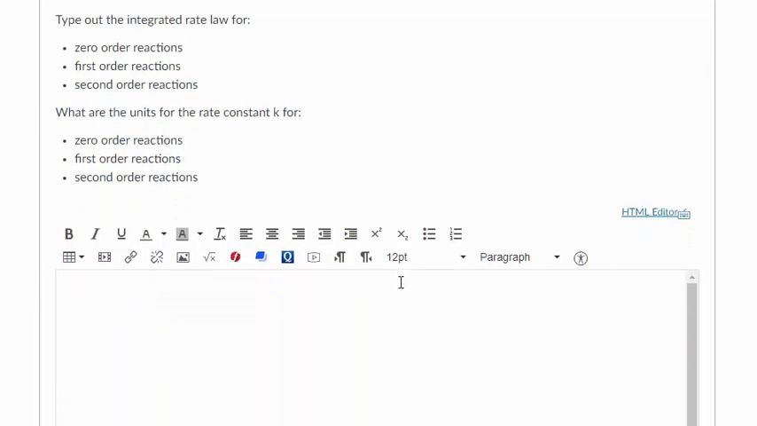Number 3, we're going to type out the integrated rate laws. So this is a little bit out of order, but you know, it's good practice anyway. So the zero order reaction: A sub t equals negative kt plus the concentration of A sub 0. So that is A at time t, and then A initial.